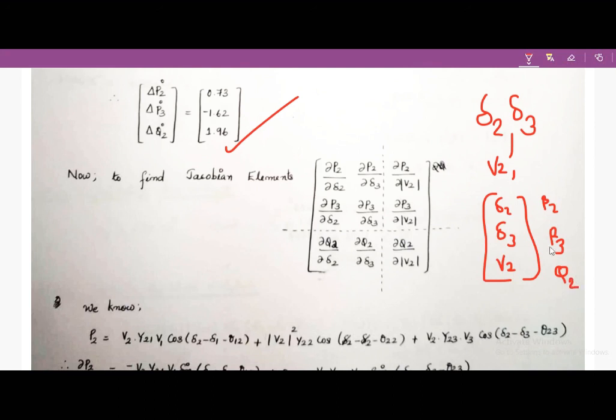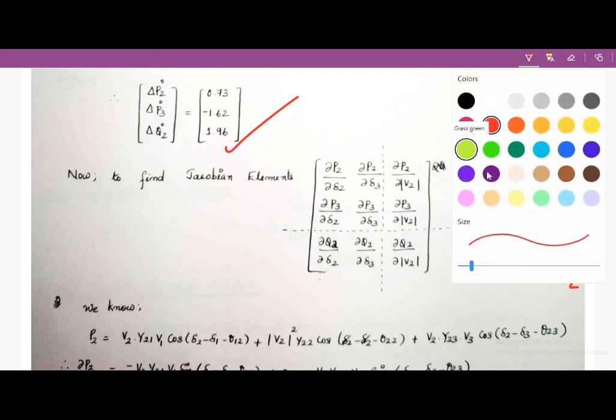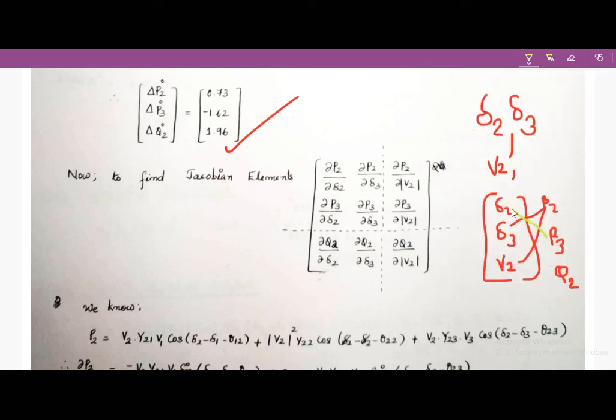So how will we write the Jacobian? We will be differentiating each function with each variable. So what will our elements be? Dou P2 by dou delta 2, dou P2 by dou delta 3, dou P2 by dou V2. Similarly, dou P3 by dou delta 2, dou P3 by dou delta 3, dou P3 by dou V2.